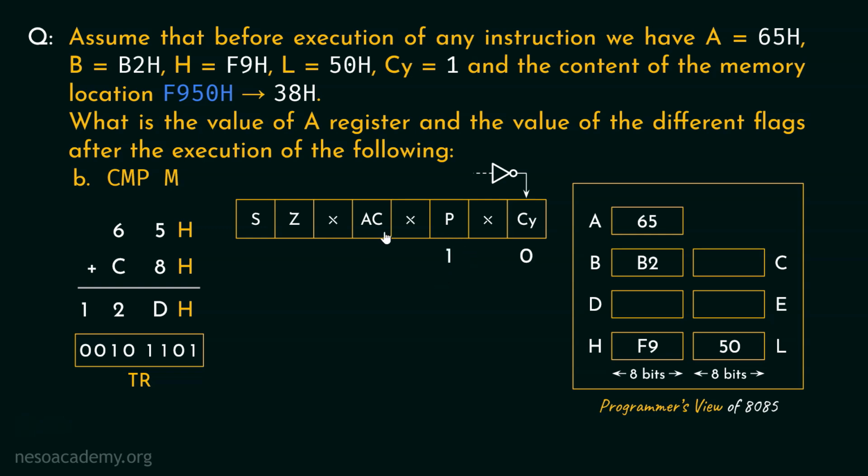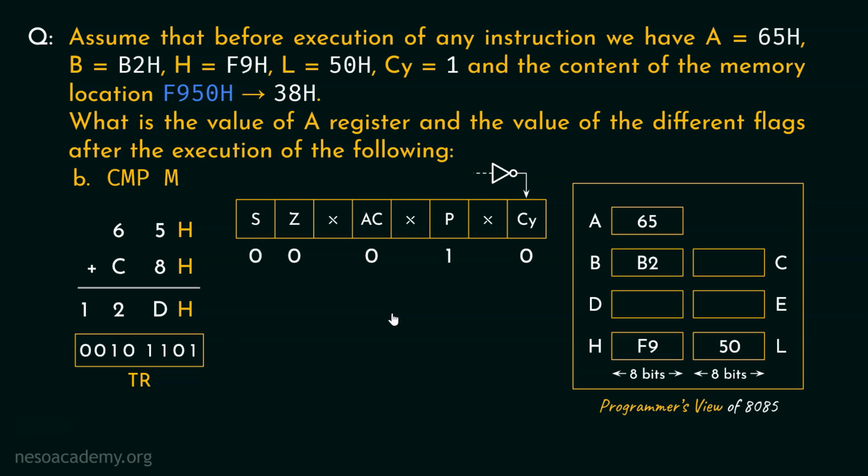What about auxiliary carry flag? During the addition, no carry was generated from the addition of the least significant digits. Therefore, auxiliary carry will be reset. What about the Z flag? Within the temporary register, we don't really have all zeros. Therefore, Z flag will be reset as well. Coming to the sign flag or the S flag, if you notice, within the temporary register, the most significant bit is 0. Therefore, the sign flag will be also reset.